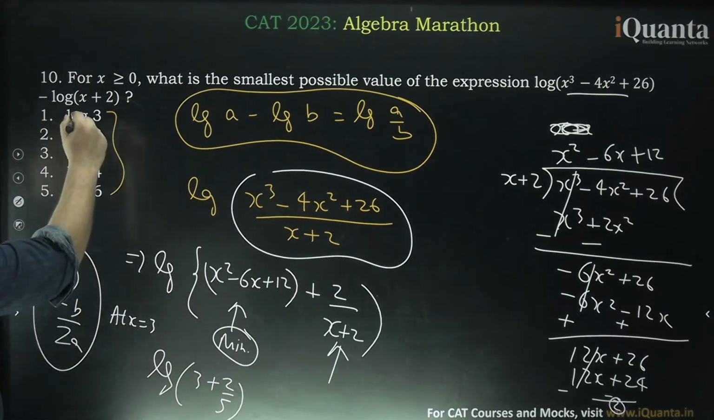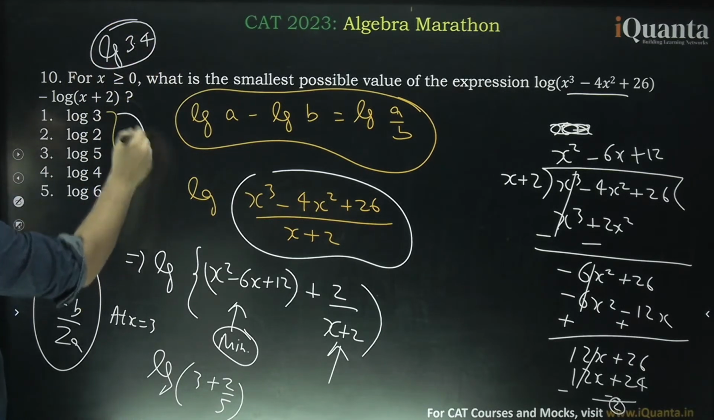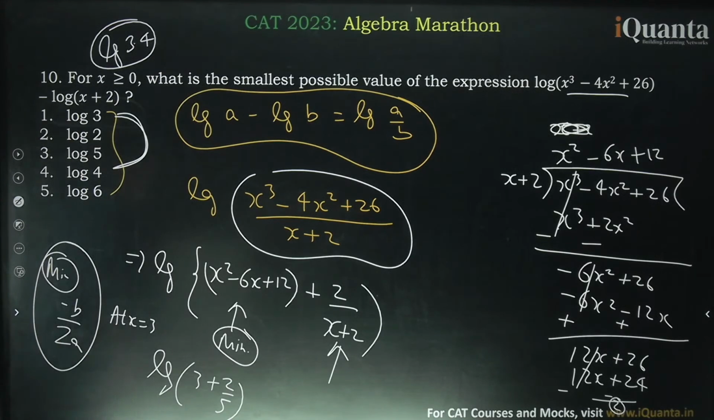So the options are somehow confusing. The correct answer is log 3.4. Between 3 and 4 it will lie. The options are a typo, but the correct answer is 3.4. Clear? Understood all of you? The options are a typo. Never mind. Let us go to the next question.